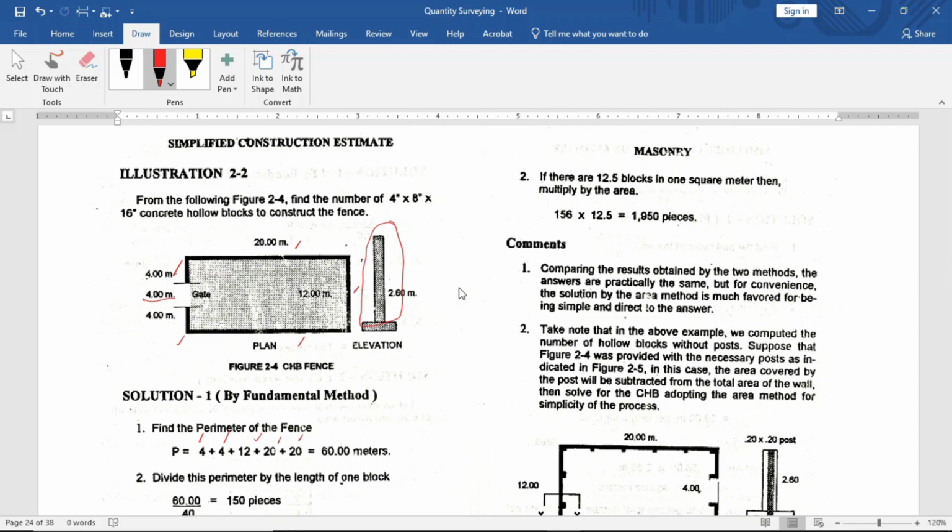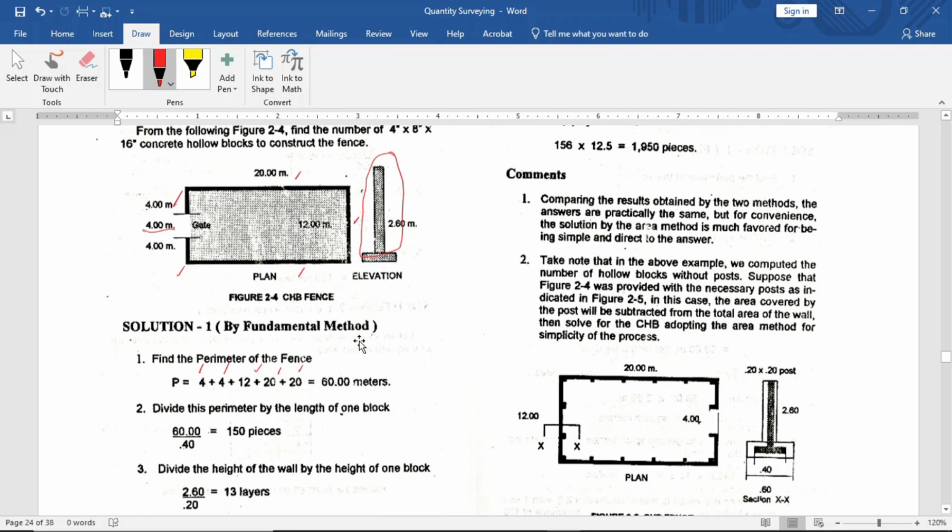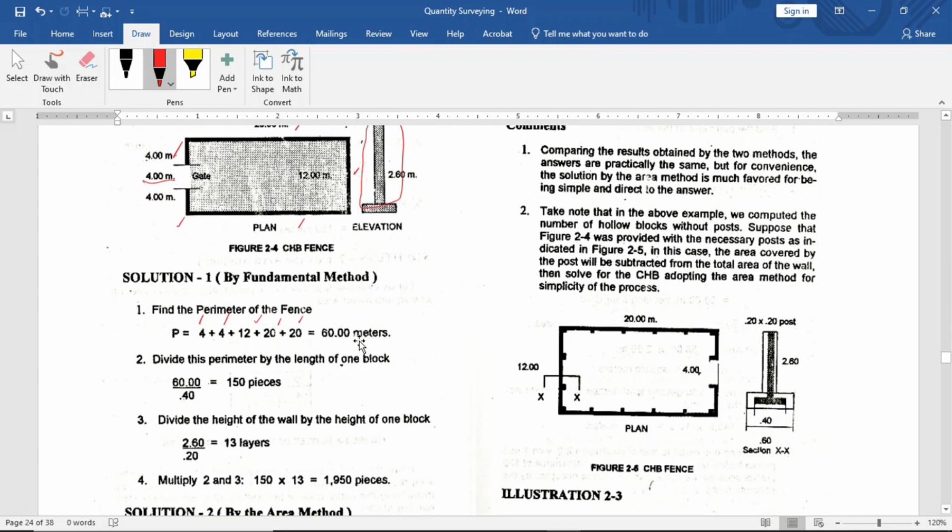So, blanko to. Di ba dapat 20 plus 20 plus 12 plus 12. Pero dahil may gate tayo, 8 lang yung gagamitin natin dito. So, huwag nyo isasama yung gate pag nagko-compute tayo, kasi hindi tayo makakadaan kung may hollow blocks yung gate natin. So, perimeter natin is 60 meters.